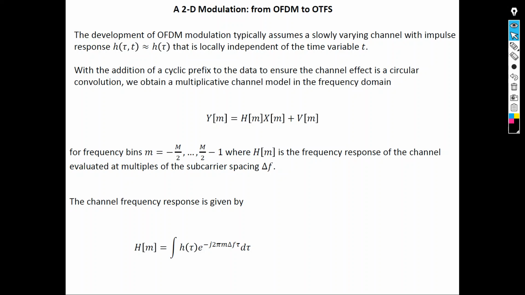So as we know, let's just give a brief overview about OFDM, the key assumption that was used in OFDM to develop it. The development of OFDM modulation typically assumes a slowly varying channel with impulse response h(tau, t) equal h of tau.